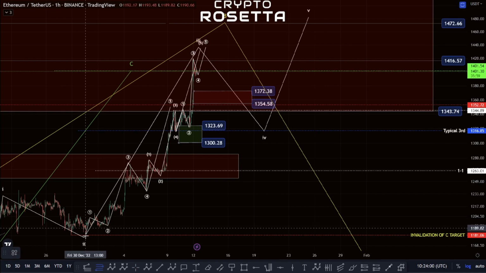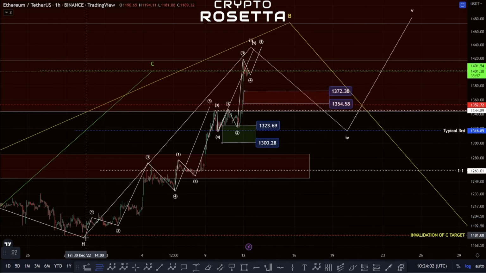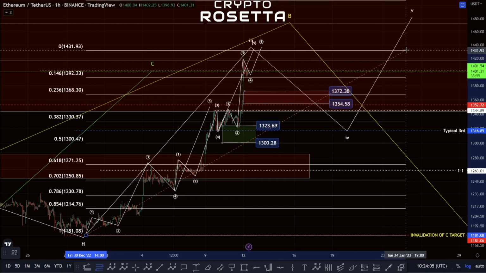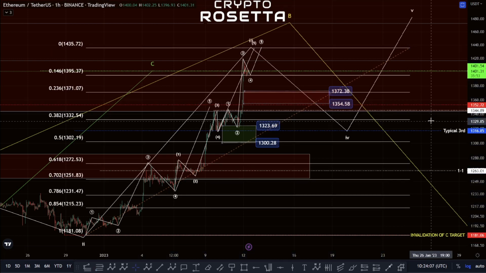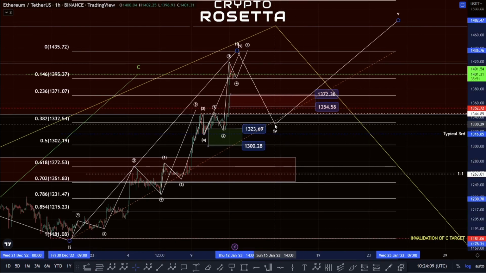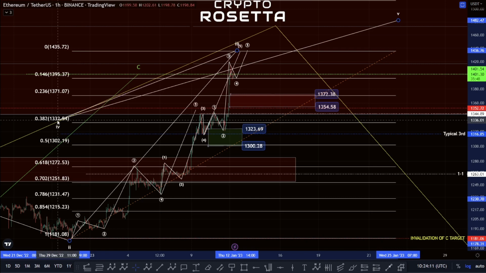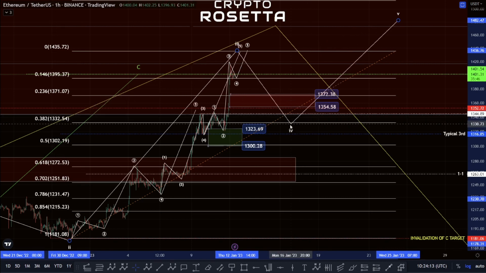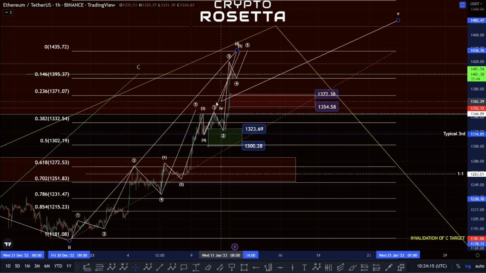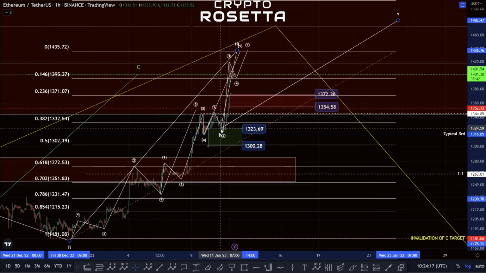So if I throw this fib onto this low point here, and we say we have this move up into these areas here, then we can see that this 0.382 zone that we'd normally typically target out, which is this 1332, actually lies quite close within the zone of this previous fourth wave that we had here.